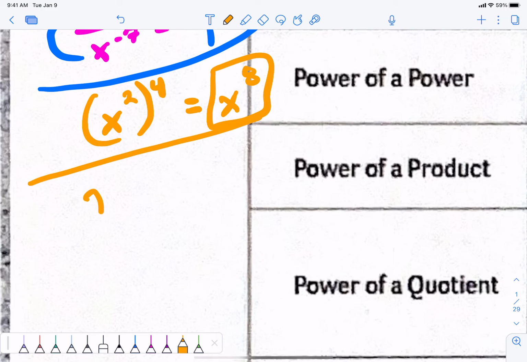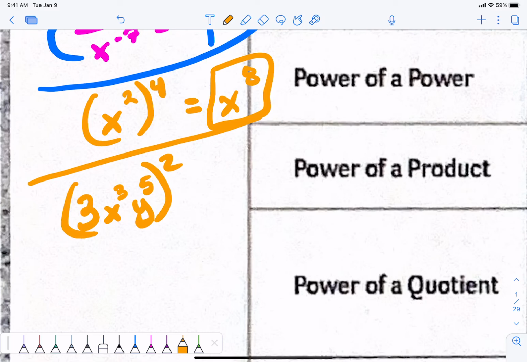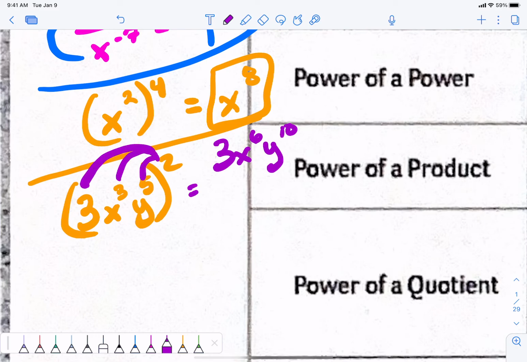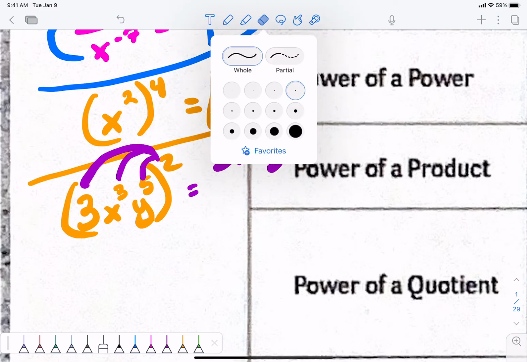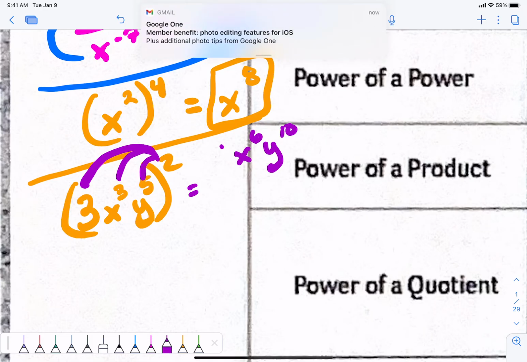So let's do 3 x cubed y to the 5th, and I'm squaring that, right? Now there's a reason why I put a number there also, because a lot of people can remember to do this part. X to the 3rd squared is going to be x to the 6th, right? Y to the 5th squared is going to be y to the 10th, but then they forget about this 3 and they put 3 there, right? You have to square the 3 also, right? What is 3 squared going to be? 9. So we've got to go back through, delete that, and put 9 in there, yeah?